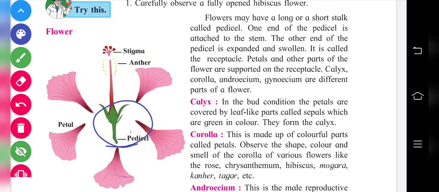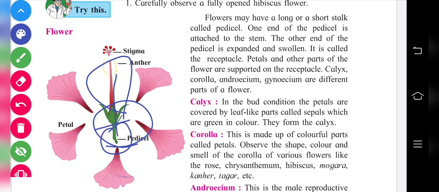It may be long or short, depending on the different types of flowers. One end is attached to the stem, this one below, and the upper end is the open end. These are the characteristics of the pedicel. You may be asked to define the pedicel as a question. So next point you study is the receptacle.